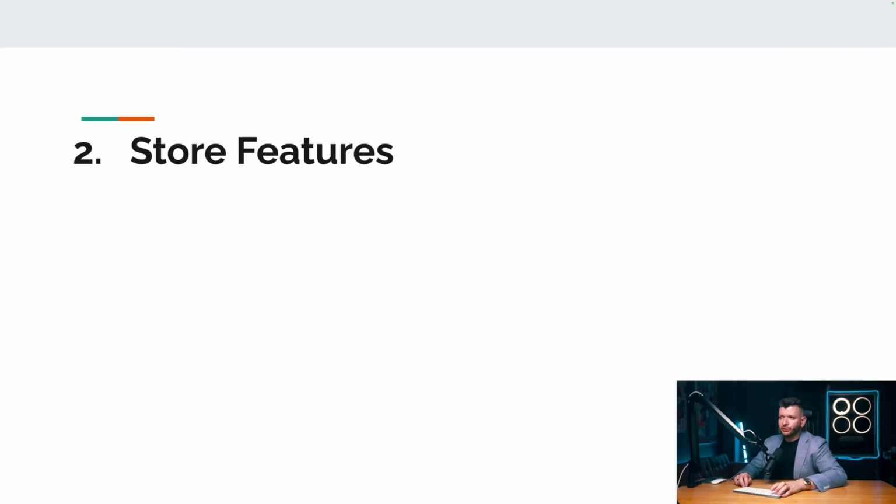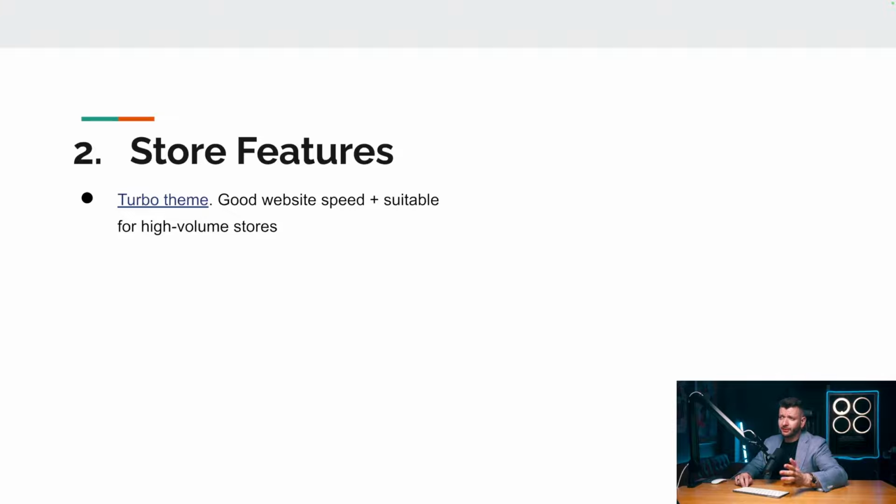All right, so now we switch to the store features. We use Turbo Team. Turbo Team has a lot of advanced features. It's pretty fast and also it's suitable for high volume stores.